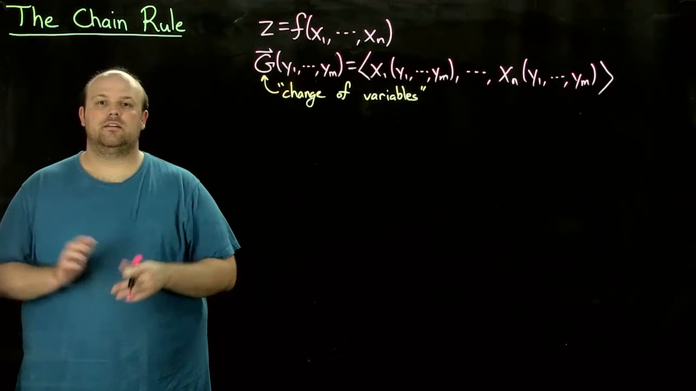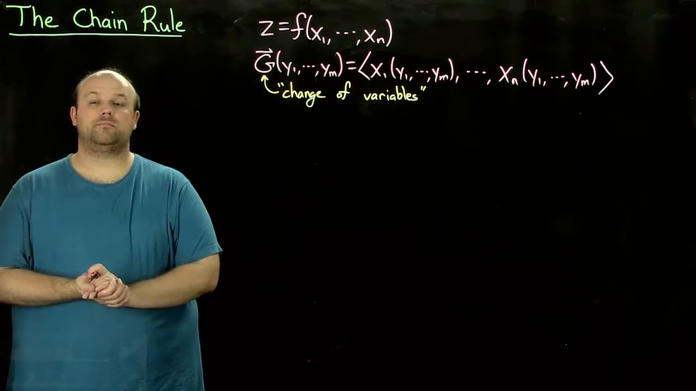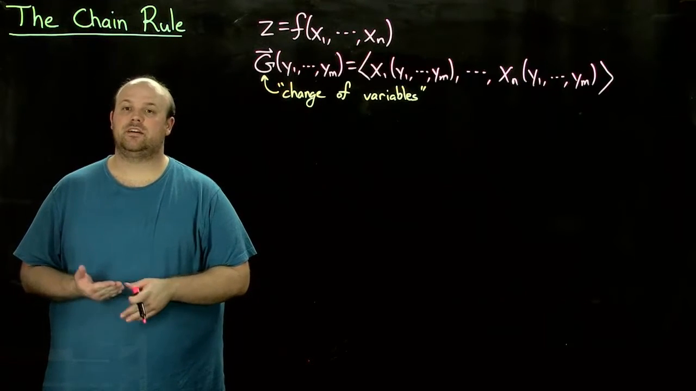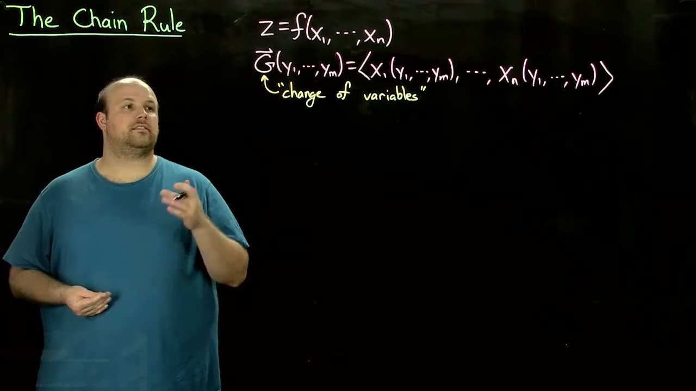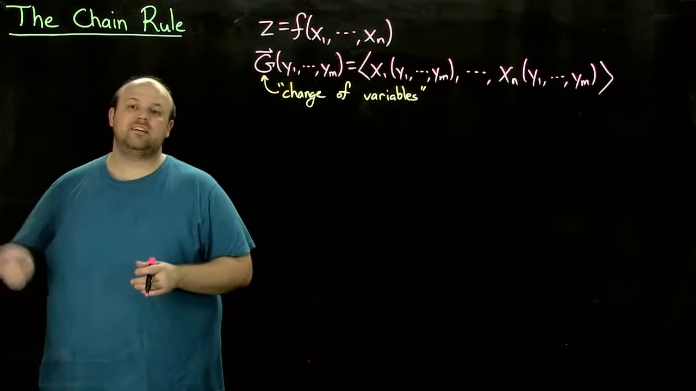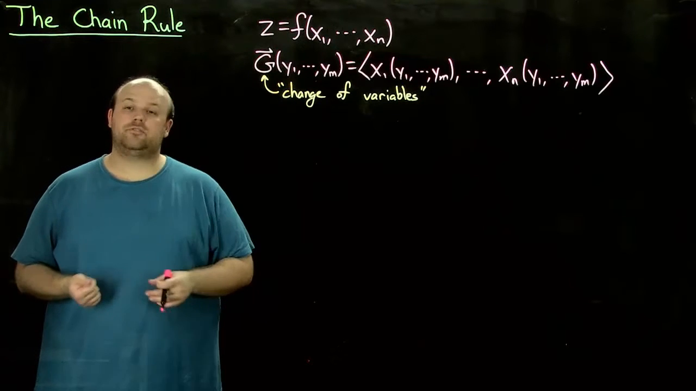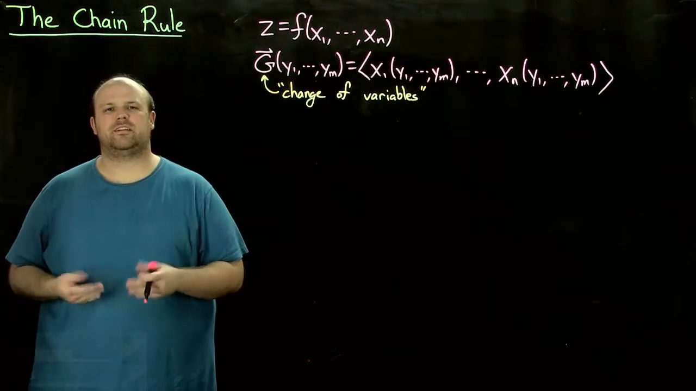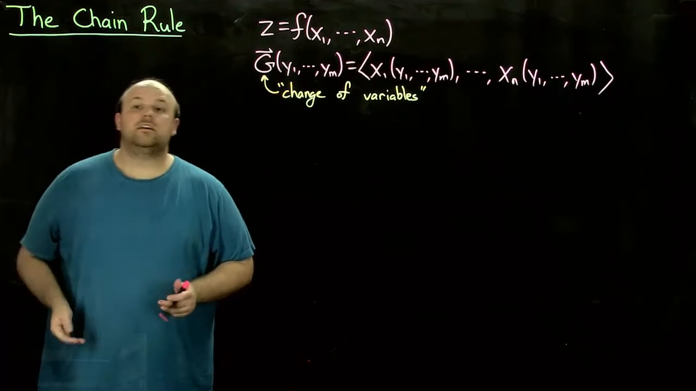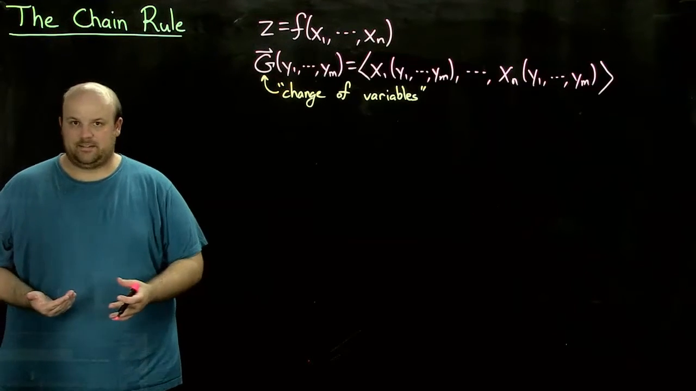Welcome back. So one of the most important rules we have when we're taking derivatives of a function is the chain rule. And the chain rule, of course, still exists for multivariable functions. It can just get a little bit trickier. Well, it's not so much trickier, it's just a little bit more involved because now there's more variables. So how do we see it?